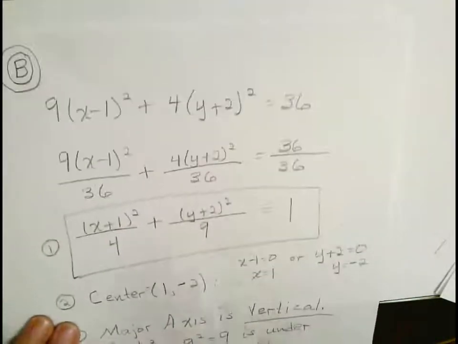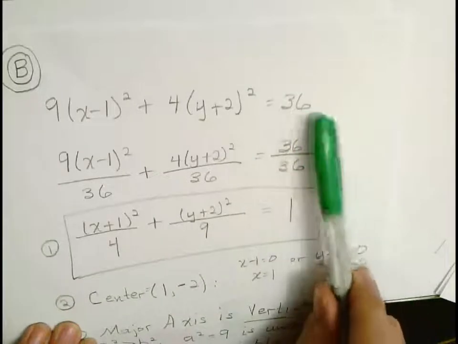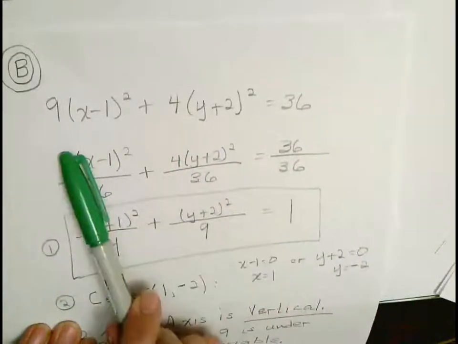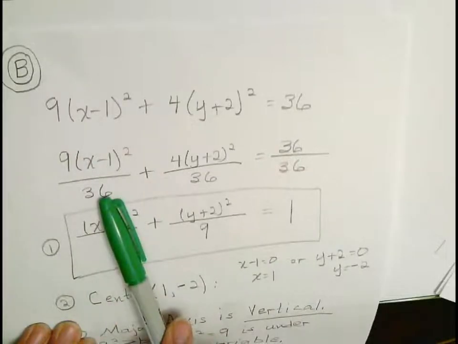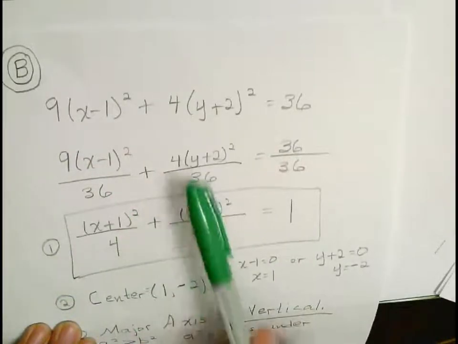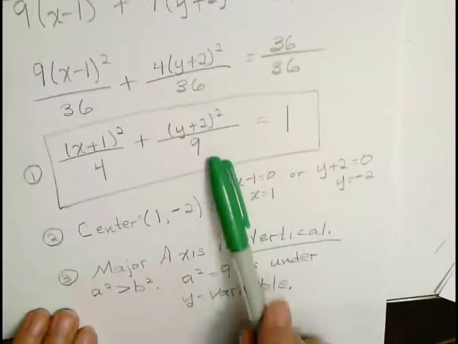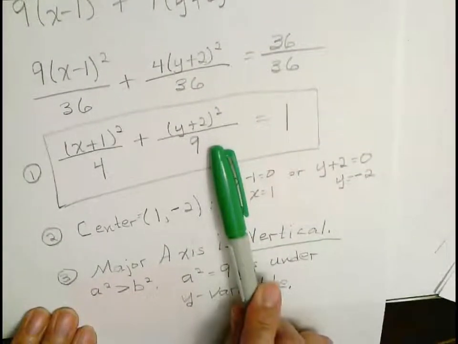And then I gave you one like this. You see, we don't have it equal to 1. So whatever this number is, we're going to divide all 3 terms by the 36. 9 into 9 once, 9 into 36 4. 4 into 4 once, 4 into 36 9. The 9 is the a squared because it's the larger denominator.